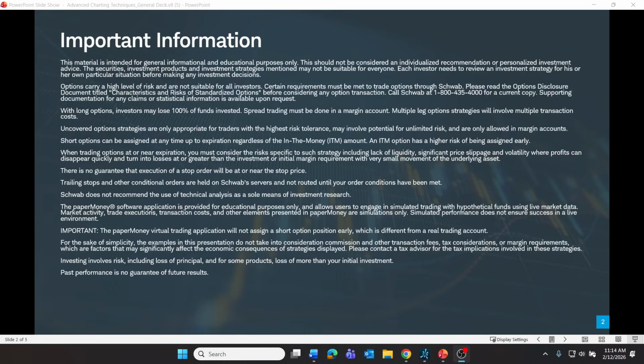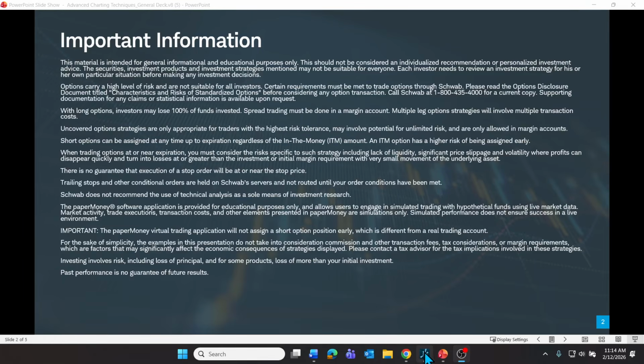So let's go right to the desktop, and as of course we discuss this approach to trading, it carries risk, as does just about any approach to investing or trading. So bear this important information in mind. This material is intended for general informational and educational purposes only. Schwab does not recommend the use of technical analysis as a sole means of investment research, and any investment decision you make in your self-directed account is solely your responsibility.